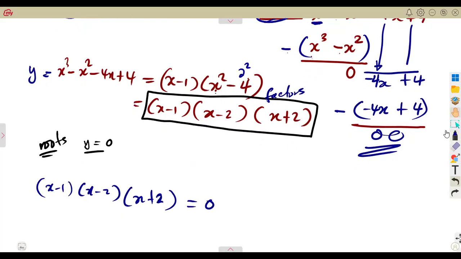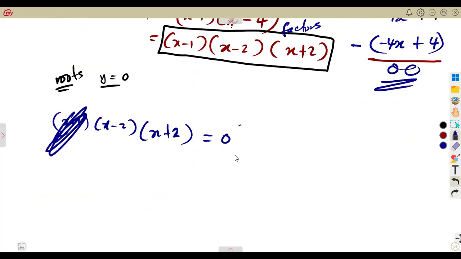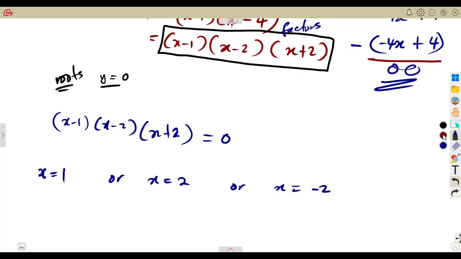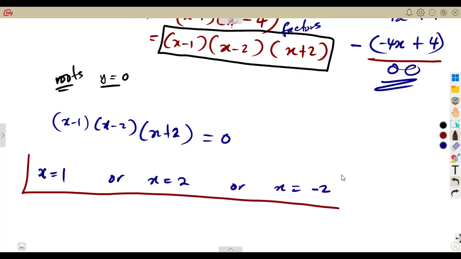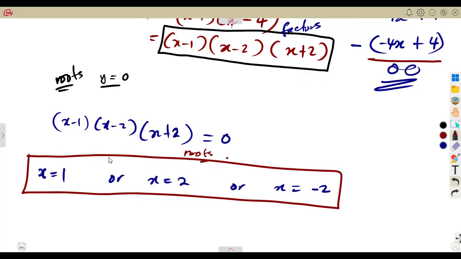So just like the previous case, guys, it means this bracket is equal to 0, this bracket is also equal to 0, and this bracket is also equal to 0. We can just solve by sight, because we understand that the minus 1 transfers there and becomes a positive 1. The same with the minus 2, which becomes a positive 2. The same with the plus 2, which changes its sign to a negative 2. So these are the x values or the roots of our graph, which are the same roots.